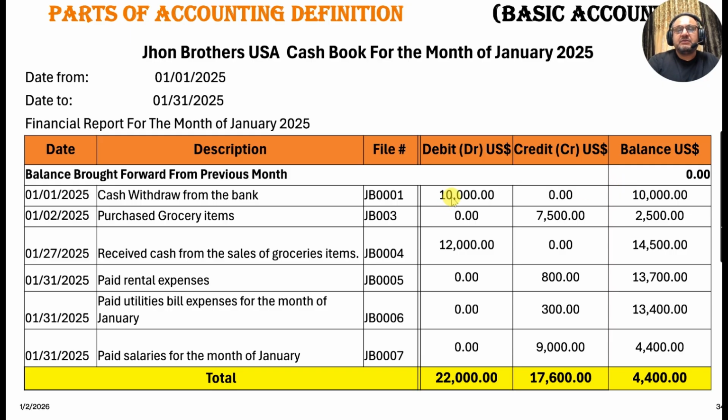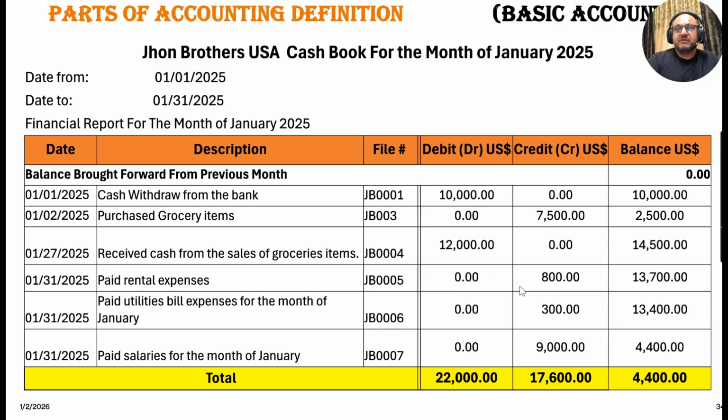So in here I enter 10,000. Automatically it came 10,000. But on the second date we purchase groceries for 7,500. So automatically this amount is deducted from this, which comes to 2,500. Again we receive 12,000 as cash from the grocery sales. Here this plus this minus this is equal to 14,500.